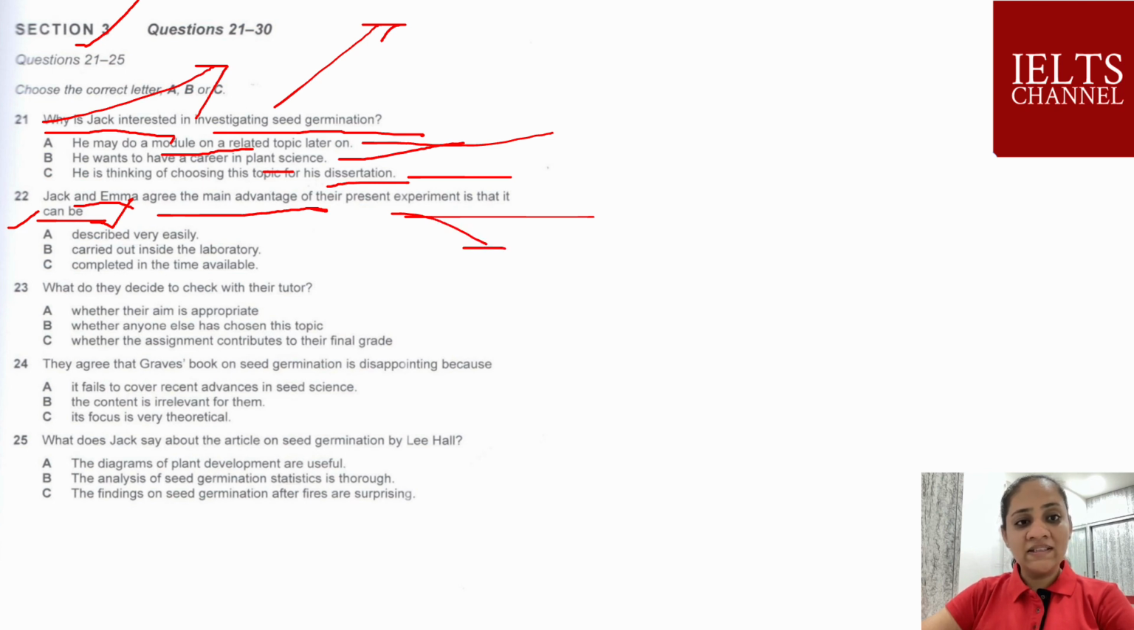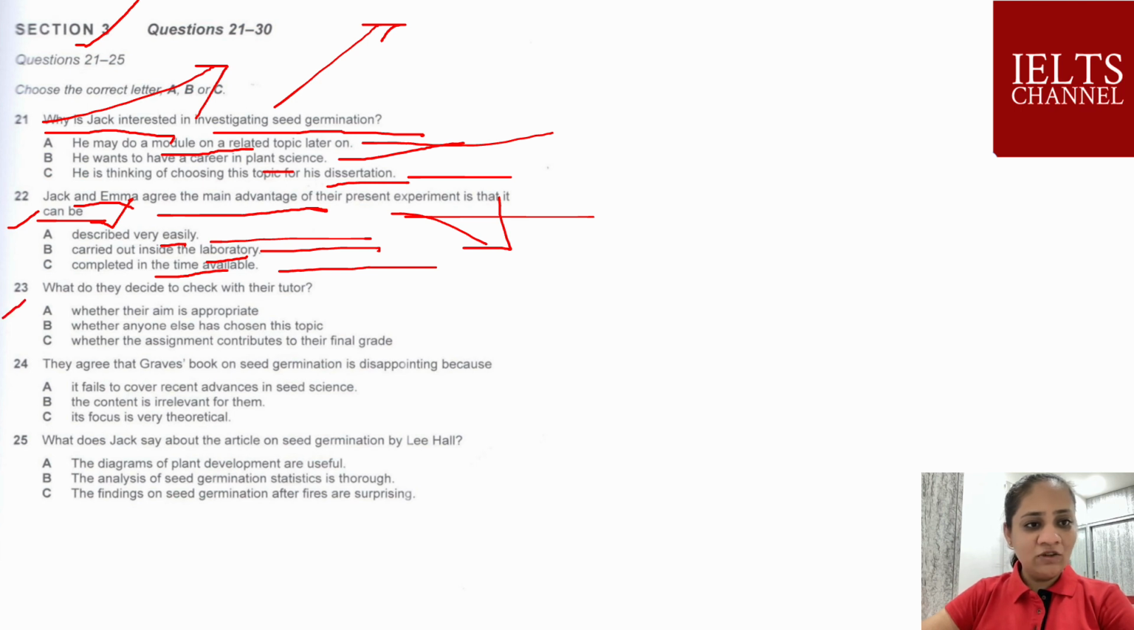So focus on what is their advantage for the present experiment. Described very easily, carried out inside the laboratory, or completed in the time available. Okay, so easily is the keyword, lab is the keyword, and within time it's completed. Fine. Let's see the 23.